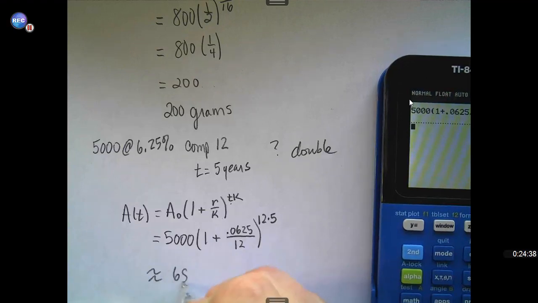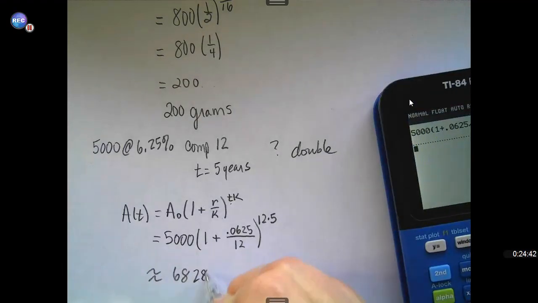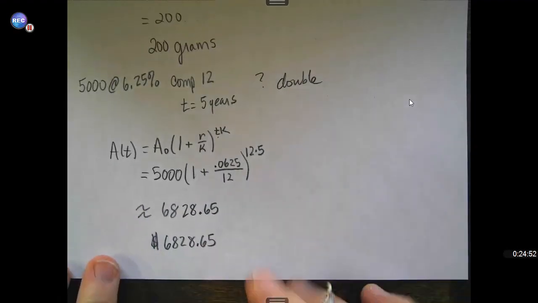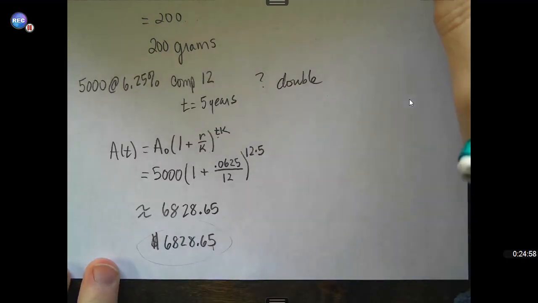So 6828.65, and then we should write the $ sign to put units on that. Okay, so there's our answer rounded to the hundredths place because it's money with a $ sign.